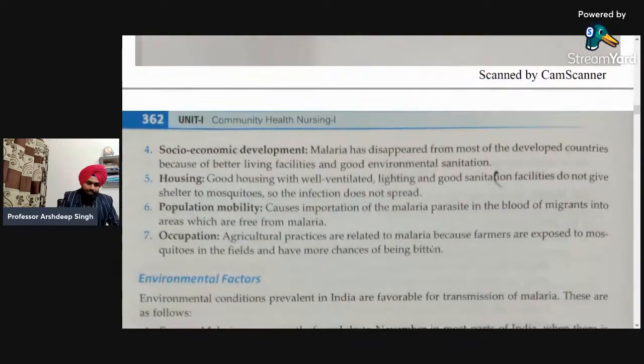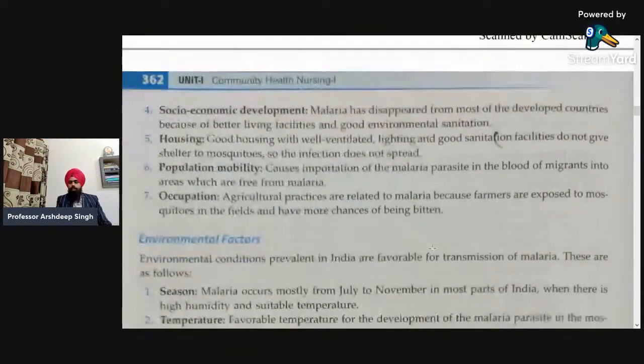Next is the socio-economic development. Malaria has disappeared from most of the developed countries because of better living facilities and good environmental sanitation. That is the exact point or the cause that I was talking about. The main factor is that good environmental sanitation is required. So environmental sanitation is a must if you want to suppress or prevent the cases of malaria. In many developed countries where this condition has been achieved, malaria has totally disappeared from that country.